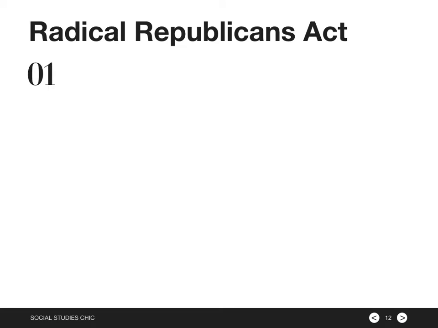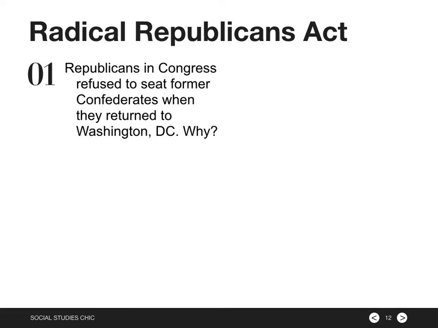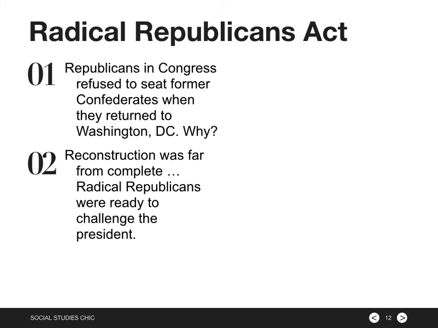So the Radical Republicans act. First, the Republicans in Congress refused to seat former Confederates when they returned to Washington, D.C. Now, can anybody tell me why, or can you think of why that might have been? Reconstruction was far from complete. Radical Republicans were ready to challenge the president.